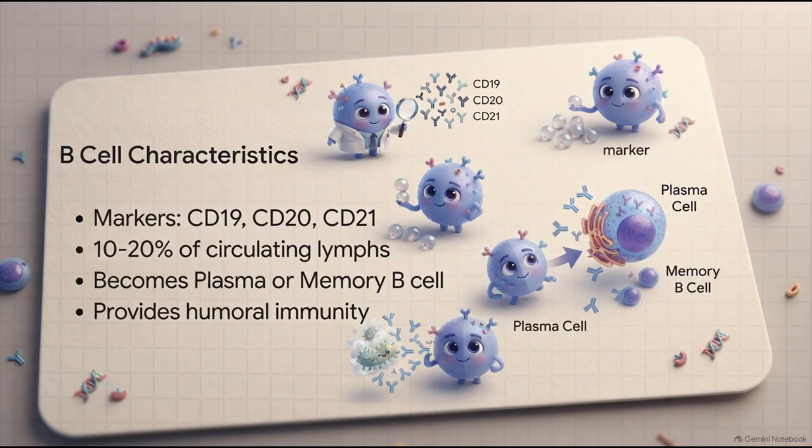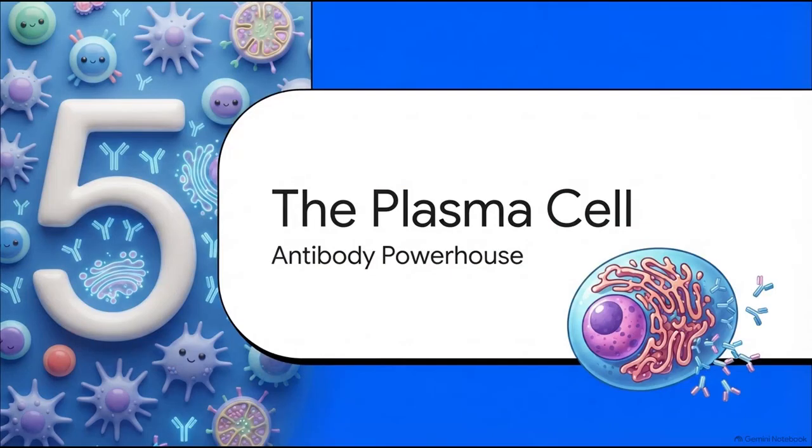From there, it's a fork in the road. They either become a memory B cell that lives for months or even years to give a swifter response later, or they become an end-stage plasma cell, providing humoral immunity by pumping out antibodies. Which leads us perfectly into Section 5, the plasma cell.